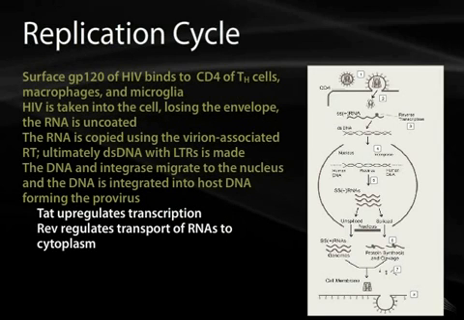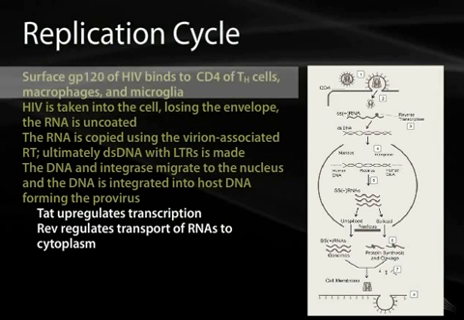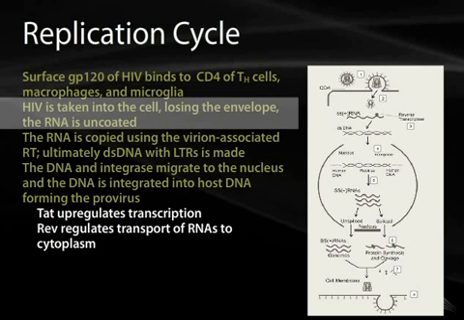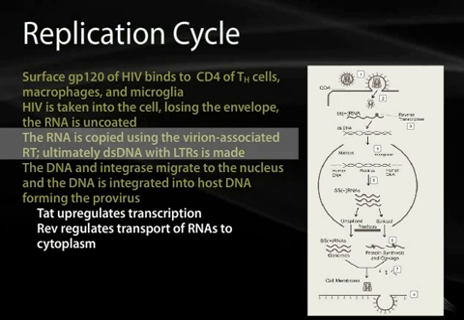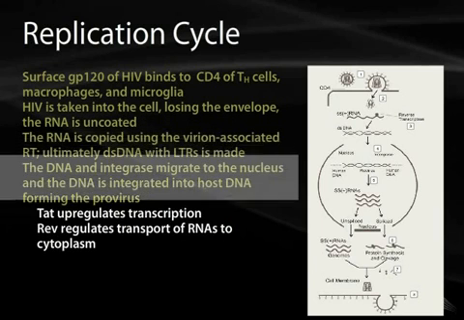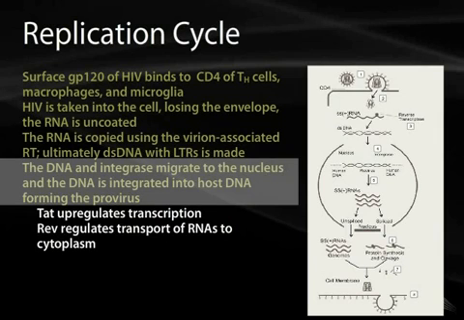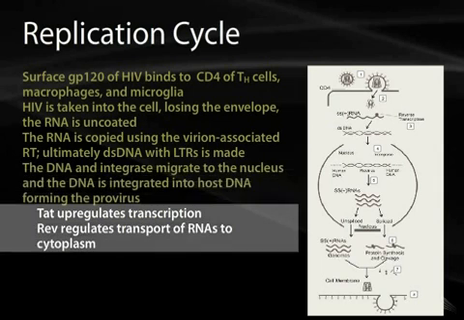This picture shows the replication cycle. We have surface GP120 binding to the CD4 positive T helper cells, macrophages, and microglia. HIV is then taken into the cell, it loses its envelope, and the RNA is uncoated. The RNA is copied using the virion-associated reverse transcriptase. It ultimately leads to double-stranded DNA with long terminal repeats. The DNA then migrates to the nucleus, where integrase helps it get into the host DNA, forming the provirus. There, TAT can upregulate transcription, and REV transports the mRNAs to the cytoplasm.